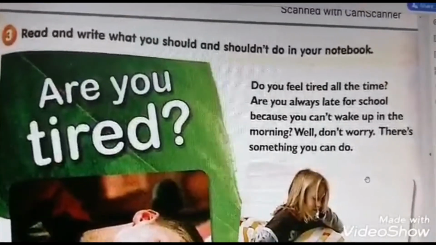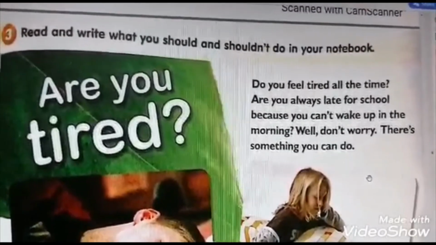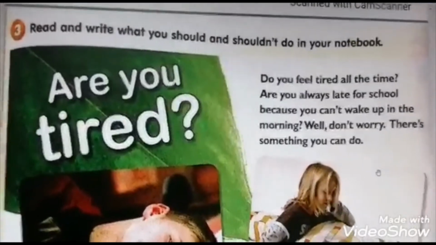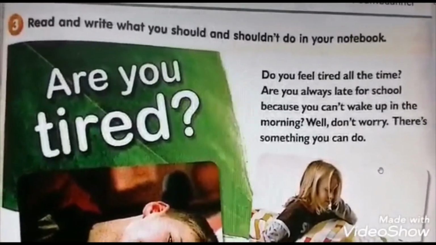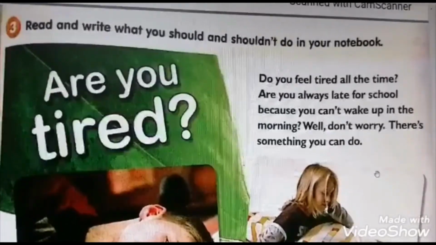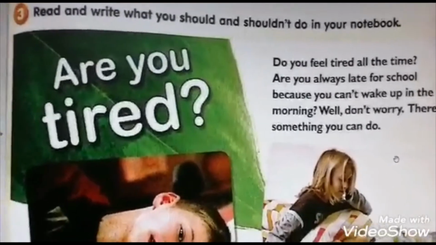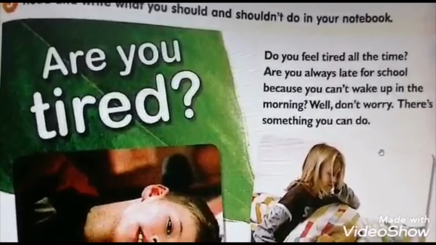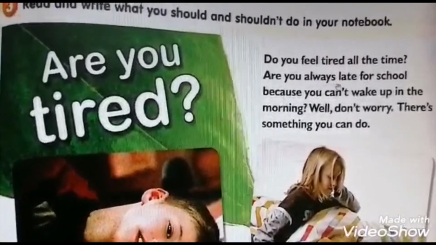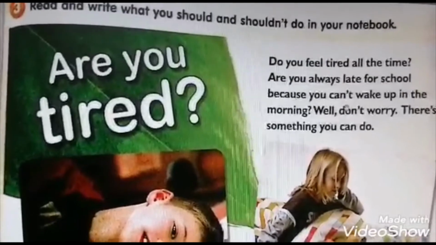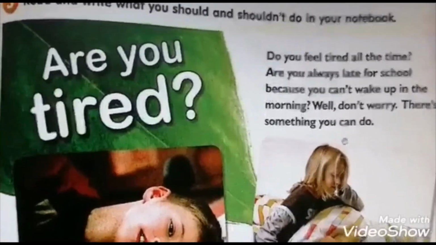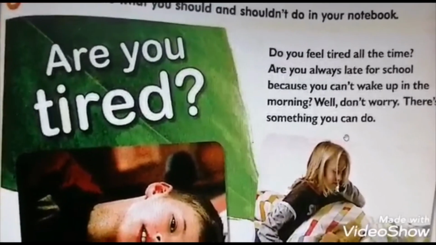Turn to next page, page number 93. Look at the activity 3. Read and write what you should and shouldn't do in your notebook. So the title is, Are You Tired? So let's read this one. Do you feel tired all the time? Are you always late for school because you can't wake up in the morning? Well, don't worry, there is something you can do.